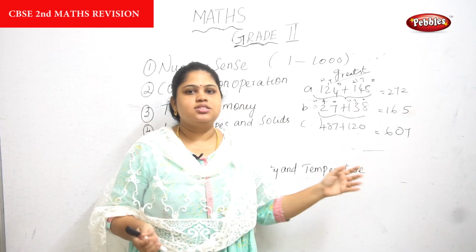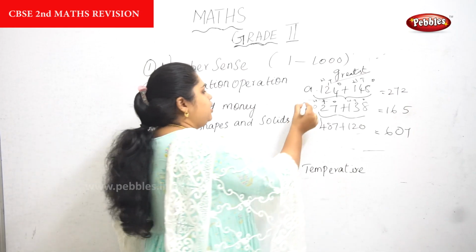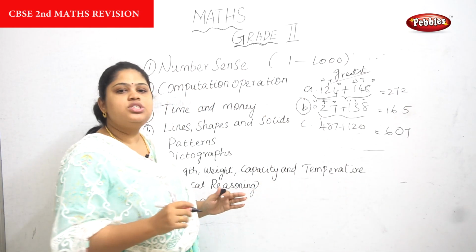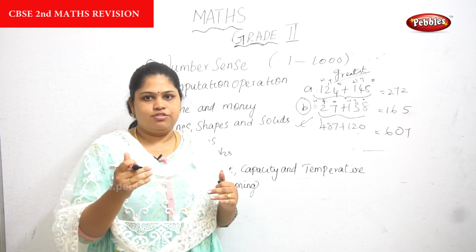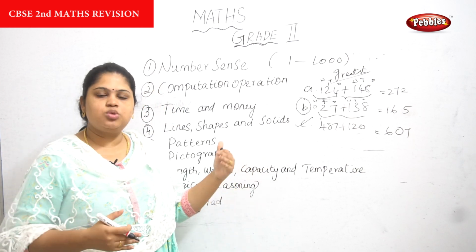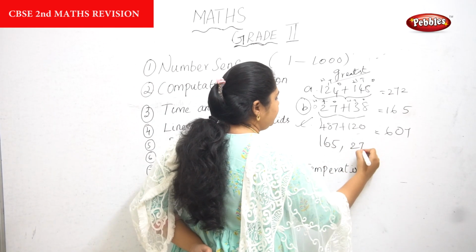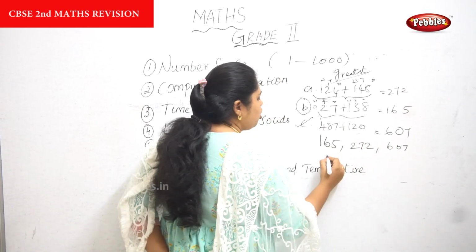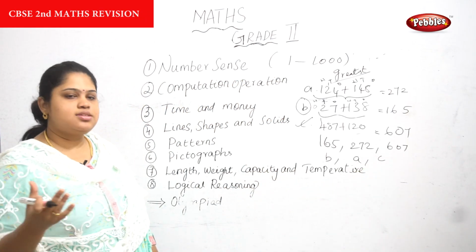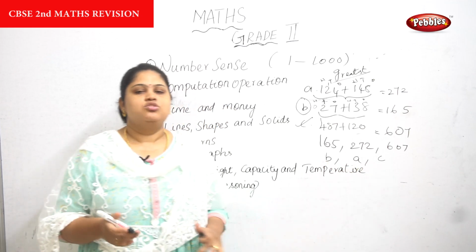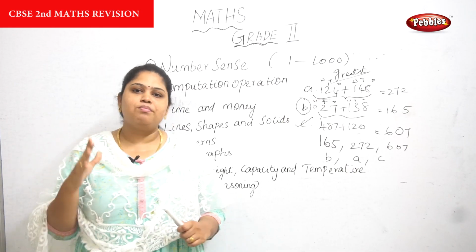So after we got the answer, now there are lots of questions. Maybe if they are asking which is the smallest, you can say B is the smallest. In case they ask which is the greatest, you can say option C is the greatest. Or if they say ascending or descending, you can arrange it that way. How do you arrange it? 165, 272, 607, or option B, option A, option C. If it is descending, it's vice versa: C, A, B. So these are the different types of questions which can be asked on the topic of computation operations.